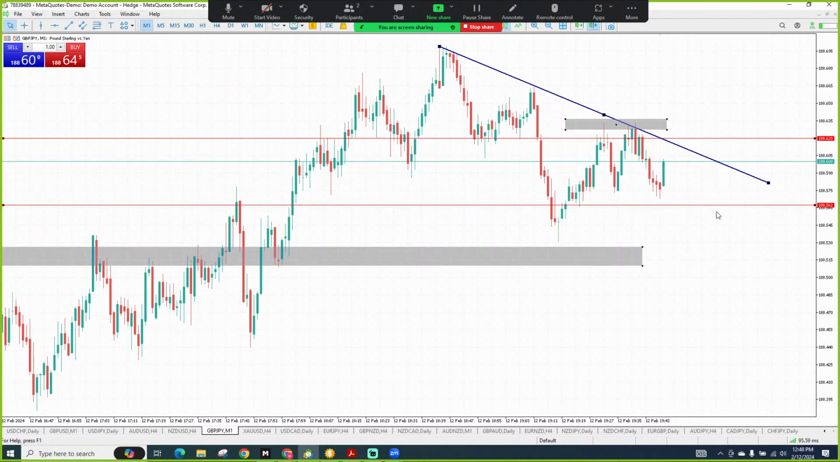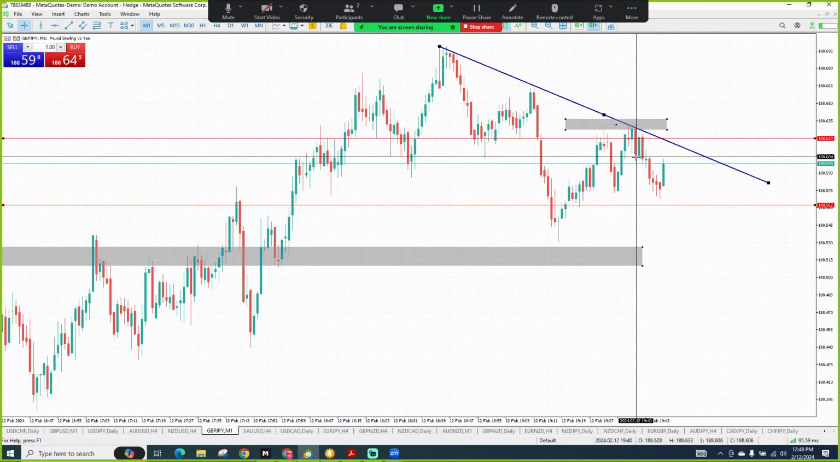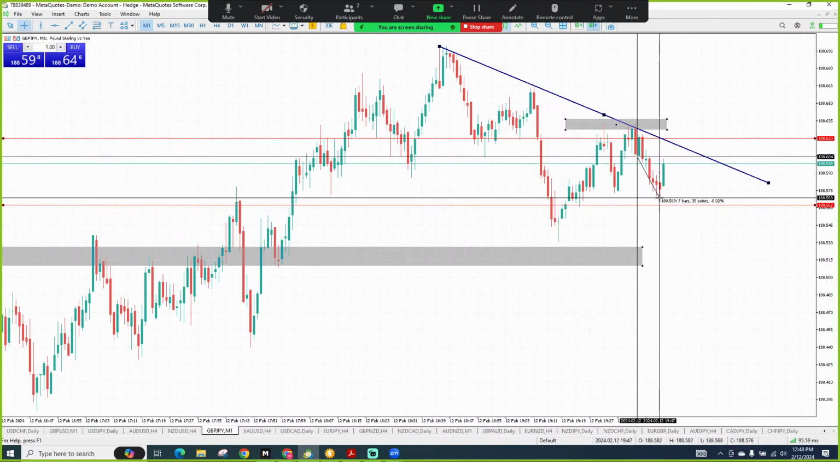See what is happening now. You have gotten a reversal. And if you had entered the trade here, that's 35 points you would have made. Depending on your lot size, that's a whole lot.